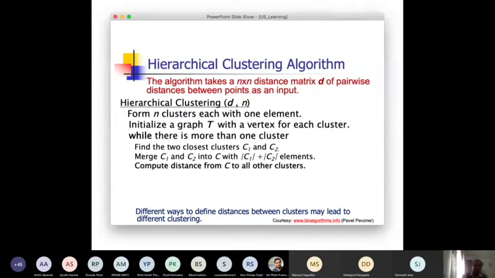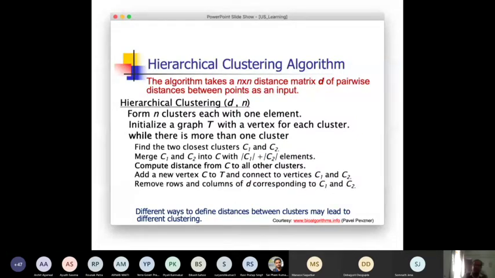Always you are finding two closest clusters and merging them until you reach the root of the tree. That means all the elements are in the same cluster. In this way you are adding a new vertex. These are the operations you need to do when you are building up a tree. And if you are working with a matrix representation, how do you manipulate the matrix representation of this kind of tree or graph? That is what is explained in that algorithm.